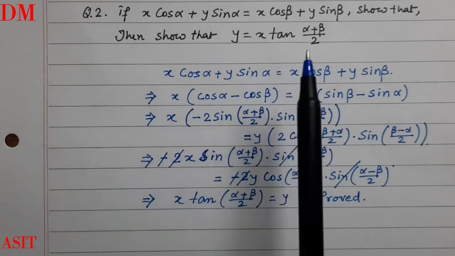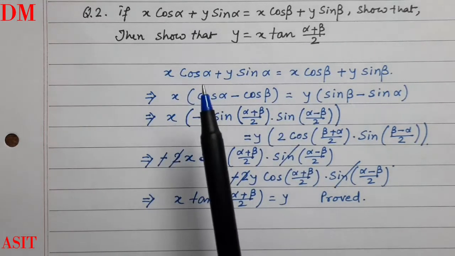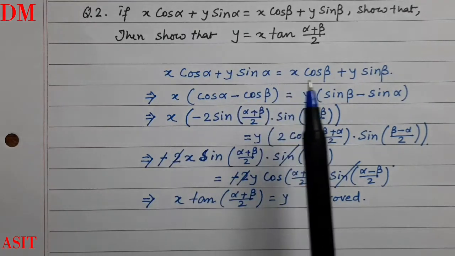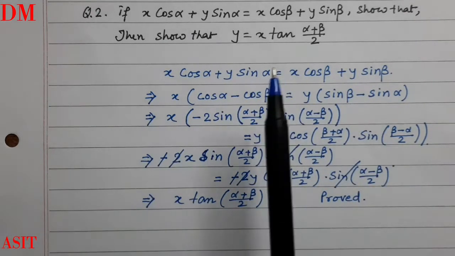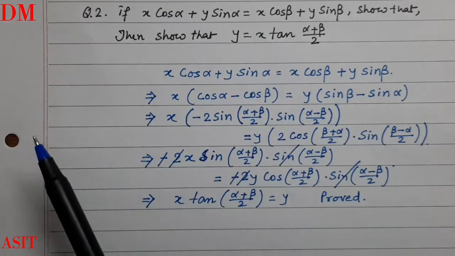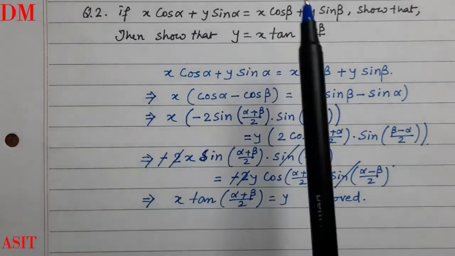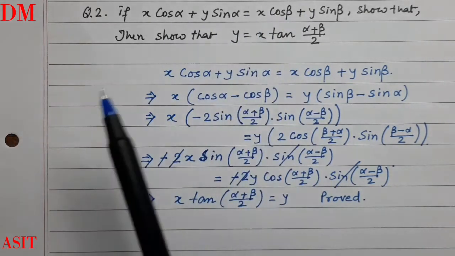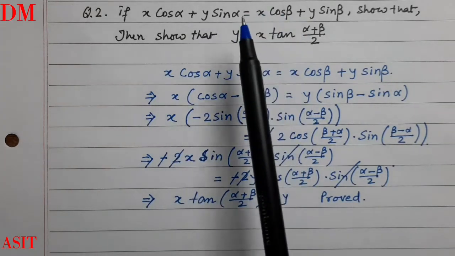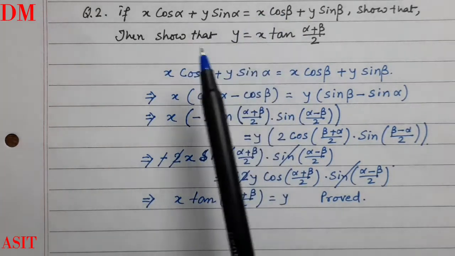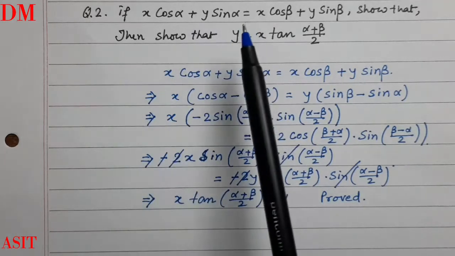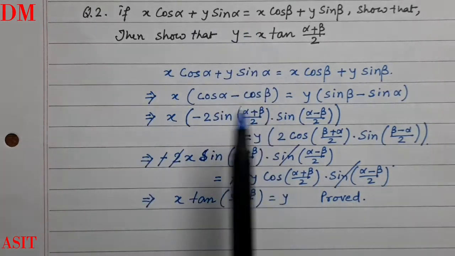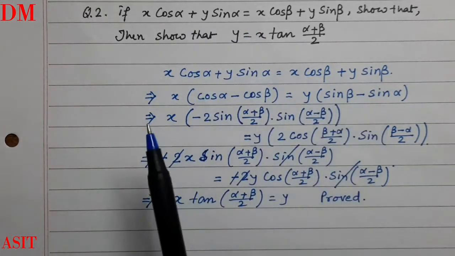So let's see what I have done here. x cos alpha plus y sin alpha equals x cos beta plus y sin beta. I have taken this relation. It's not an expression, it's a relation rather. Expression means whenever it has no equation sign. So it's a relation, or you can say it is an equation. So let us take this relation first.